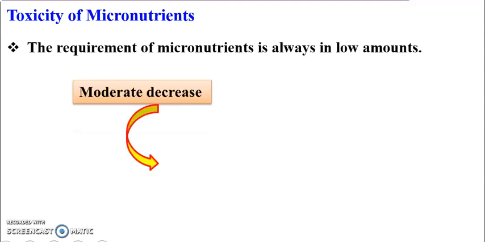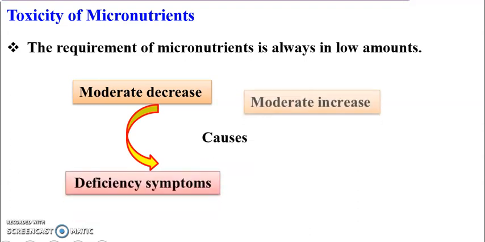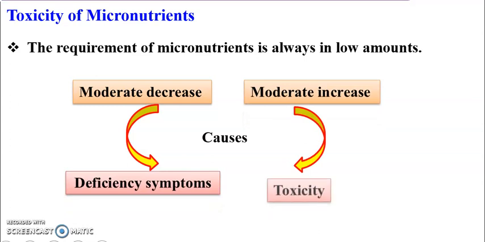So these are the various deficiencies of mineral elements and the symptoms shown by various plants with respect to deficiency. Now let us talk about toxicity. We also understood that toxicity is due to excess amounts. Now, if there is a moderate decrease, it causes deficiency. If there is a moderate increase, then it causes toxicity.